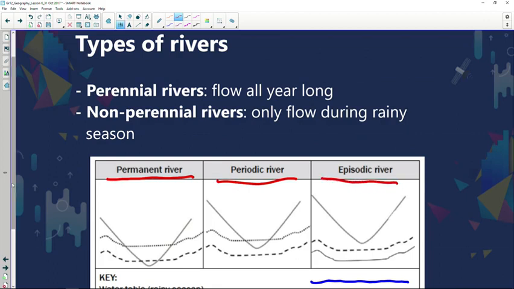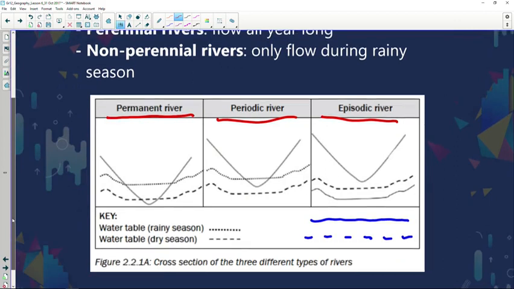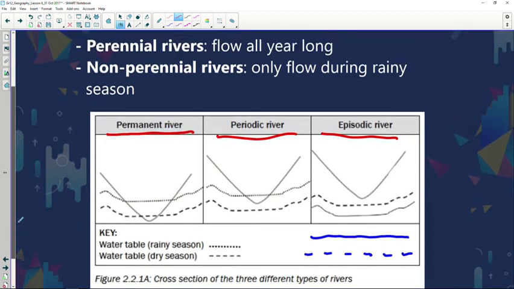And I'm even going to throw in another river, which we do find in South Africa, and that's the exotic river, but I'll get to that now. A permanent river is basically a perennial river. It flows all year long. It means it always has water inside the river channel. A very good example of a river like that is the Vaal River.